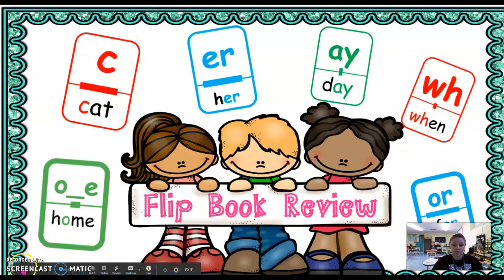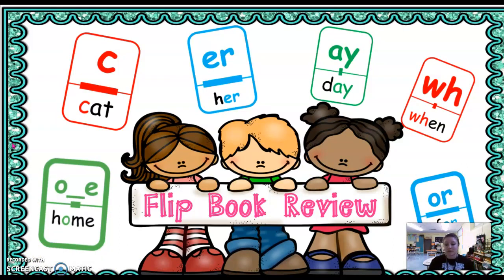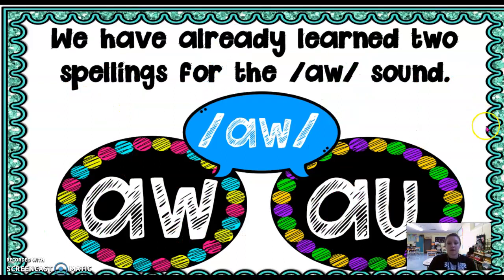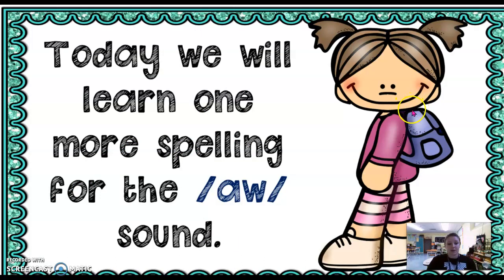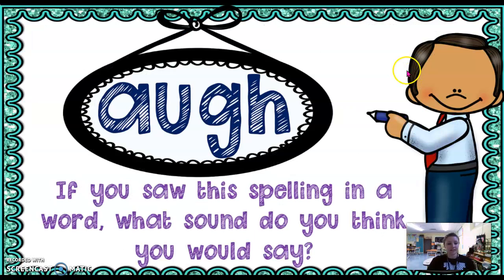We are going to review some of our flipbook sounds. We will be reviewing some of the sounds that we have practiced from our flipbook. We've already learned 2 different spellings for the aw sound. We have learned that AW says aw, and we have learned that AU says aw. Today we're going to learn one more spelling for the aw sound. This spelling, A-U-G-H. If you saw this spelling in a word, what sound do you think you might say?